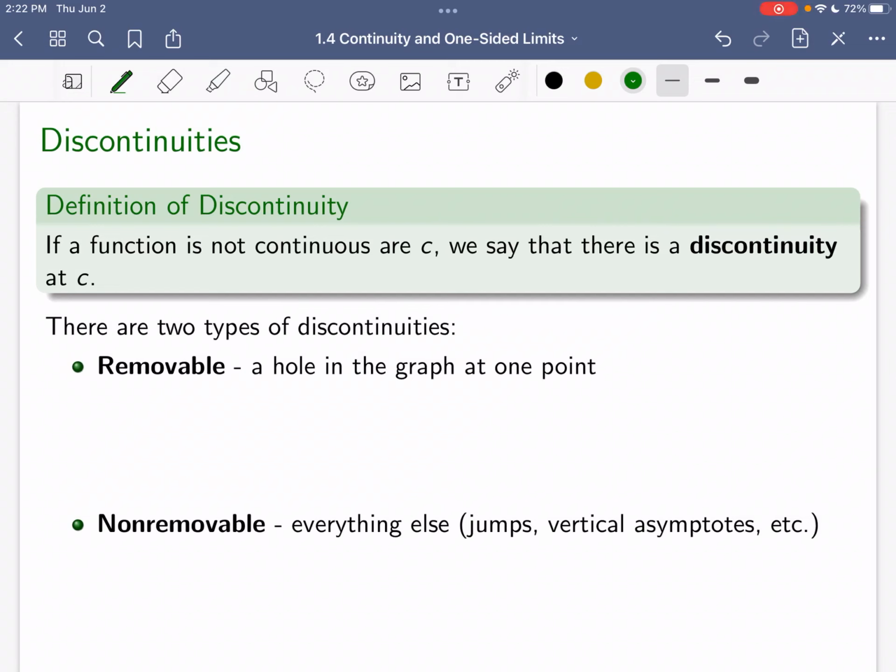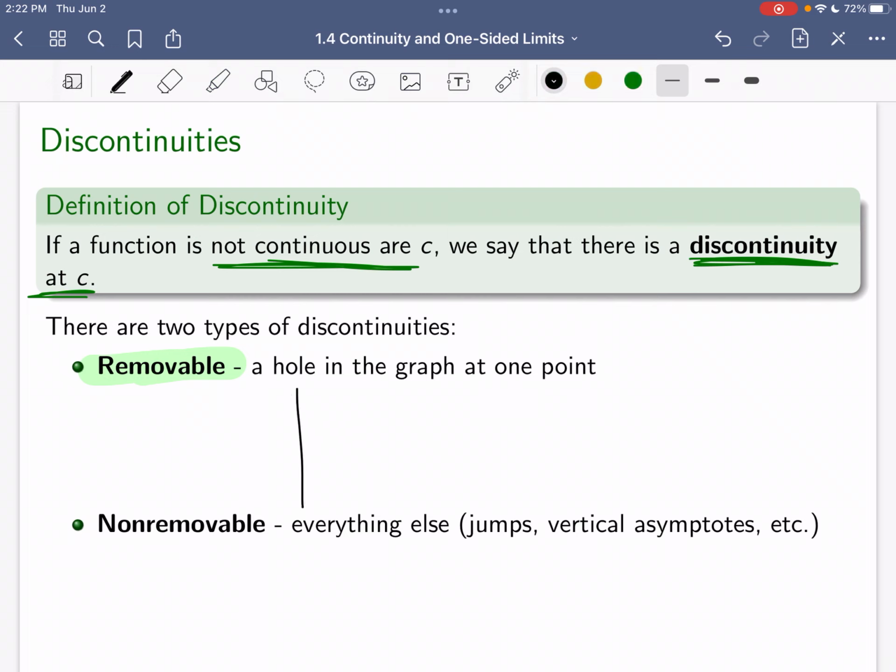In this video we're going to take a look at discontinuities. If a function is not continuous at c, then we say that there is a discontinuity at c. We have two different types of discontinuities that could show up. The first is a removable discontinuity.